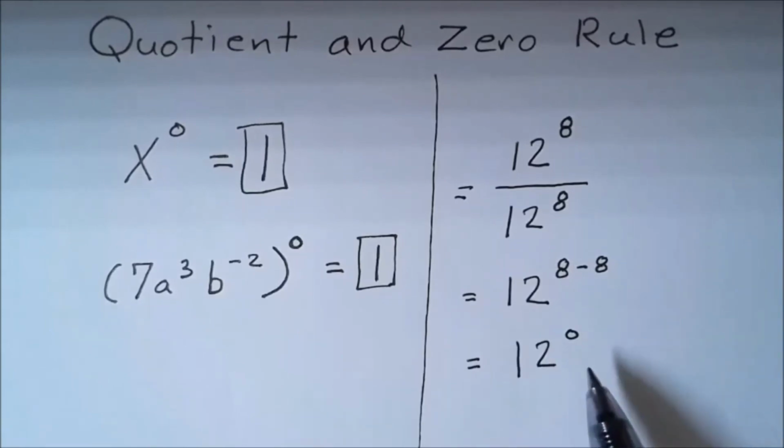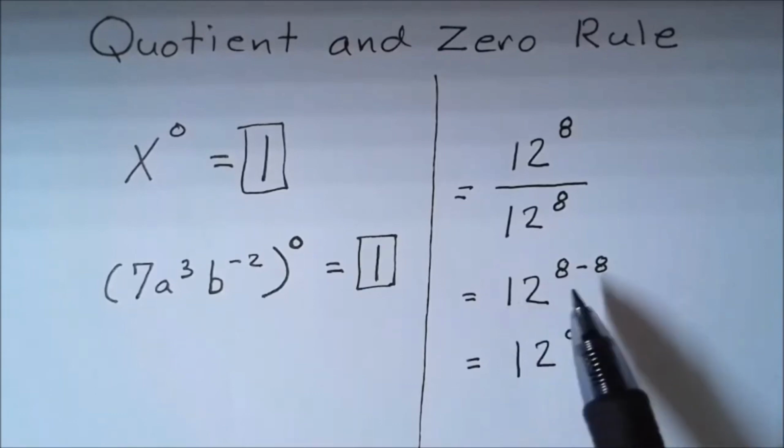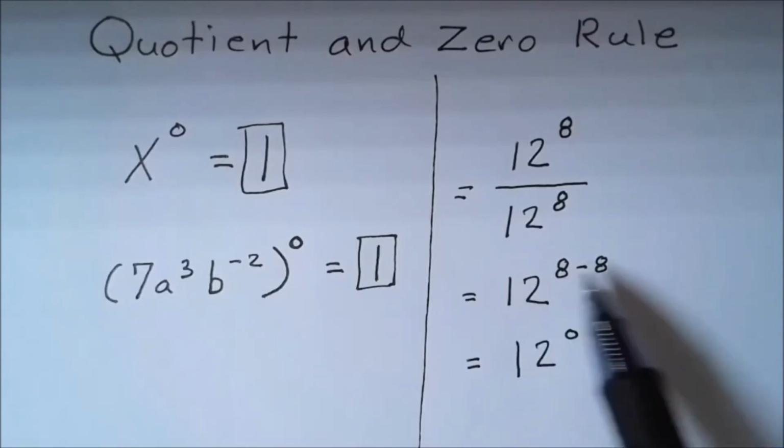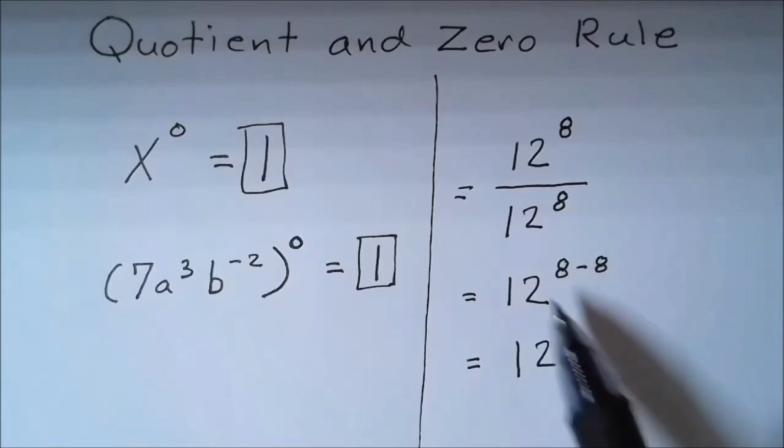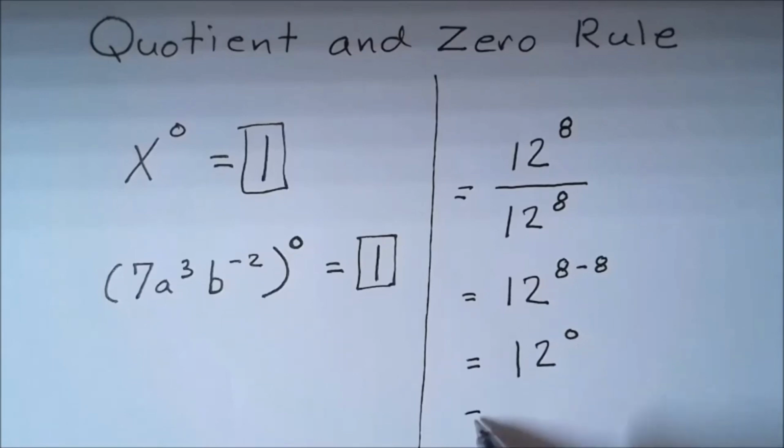Now this is where it's easy to make a mistake. You might see this and forget about the zero rule and want to just put, well, 8 minus 8, it gets rid of the exponential power, I'm just going to have 12, but that's not the case. Your exponential power will actually be 0, and it matters because 12 to the power of 0 is just equal to 1 according to the zero rule.